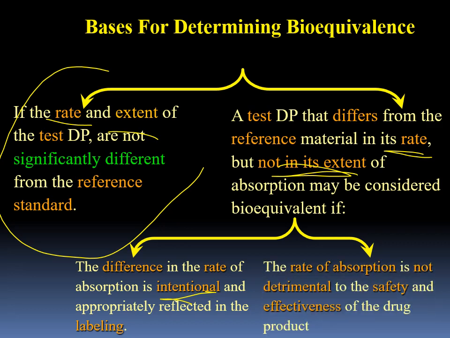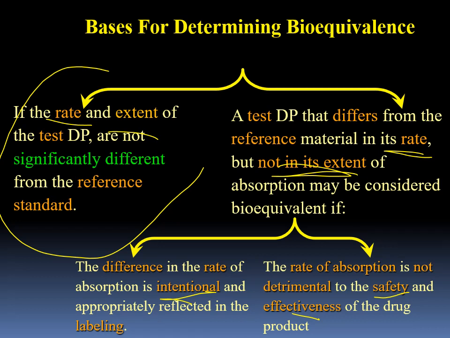And at the same time, the difference in rate shouldn't affect the safety and efficacy of the drug. For example, if the patient has a migraine, the patient needs fast action. In this case, don't make it sustained release. But if the efficacy is maintained and safety is maintained, the difference in rate is acceptable. But the only thing which is not acceptable is the difference in extent. Extent is very important.